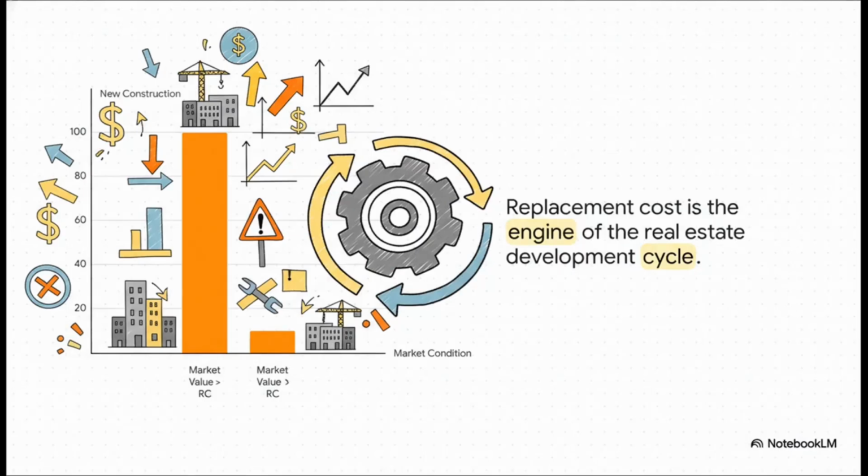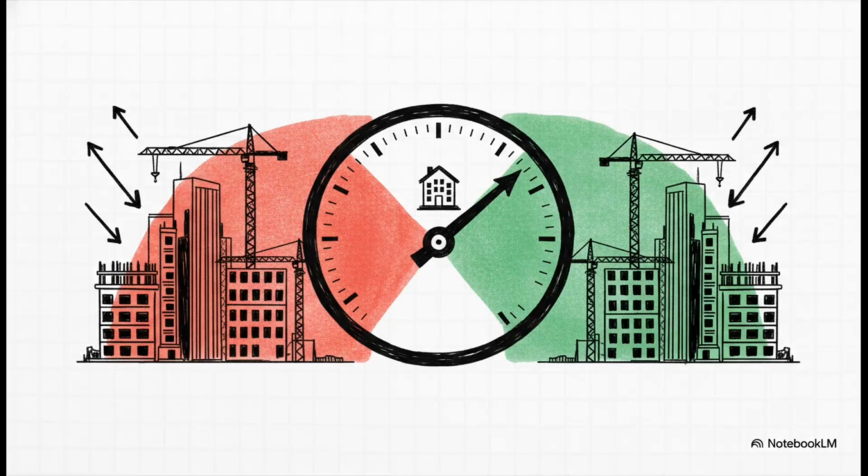And this right here, this is maybe the biggest idea of all. It's the engine that drives the whole real estate cycle. When the price people are willing to pay for existing buildings goes above what it costs to build a new one, what happens? Developers see a green light for profit and bam, construction cranes pop up everywhere. But the moment those market values dip below the replacement cost, construction just stops, dead in its tracks. It's really that simple.